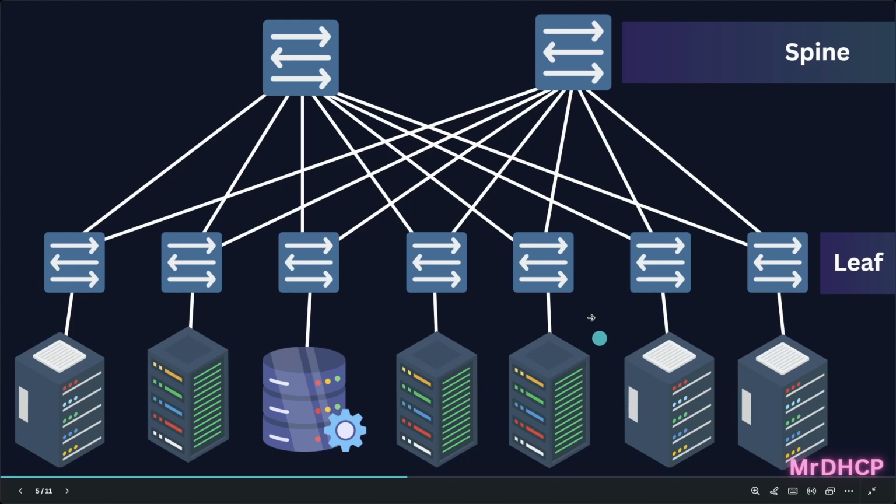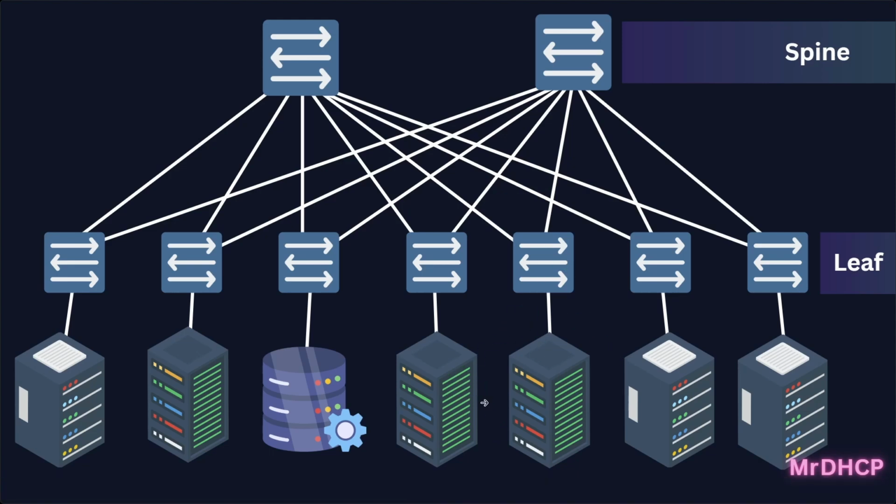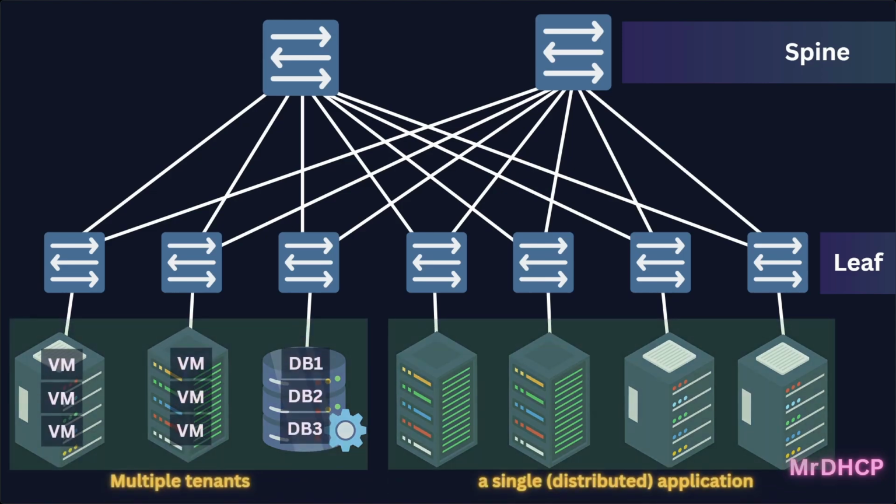Every leaf switch connects to every spine switch. This design creates a flat, non-blocking network that's incredibly efficient for horizontal traffic flow, which is critical for virtualized environments and distributed applications. It also simplifies scaling, as you can add more spines or leaves as needed. Every leaf switch connects to every spine, so you have a predictable path of 2 hops from any server to any other, for example from a database to an application server.